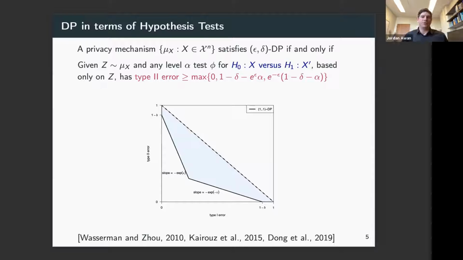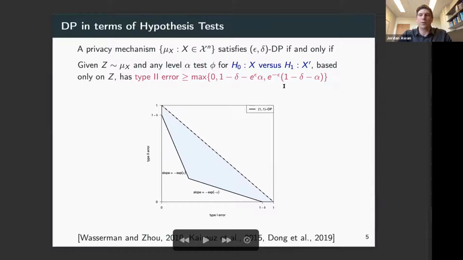So we mentioned the big picture that we could also think of this as making it difficult to infer which database we started with. And it turns out that this can be formalized in terms of a hypothesis test. Given the privatized outputs, trying to discern if we started with X or X prime, it turns out that type 2 error is bounded below by some function of the type 1 error. This has been noted in several previous works. This lower bound is a little complicated, but if we plot it, we see this is a piecewise linear bound.